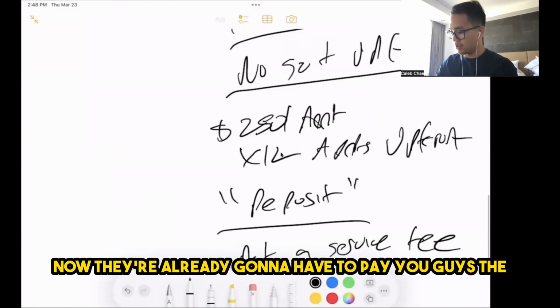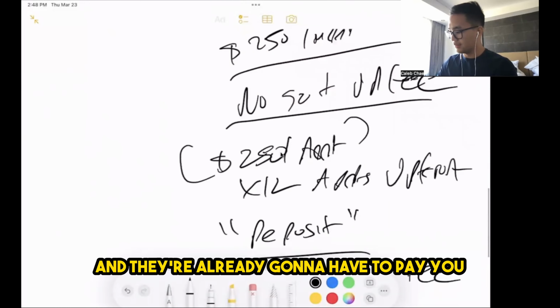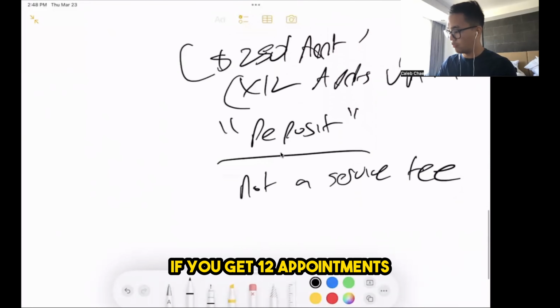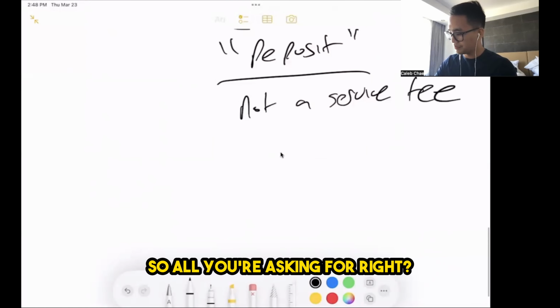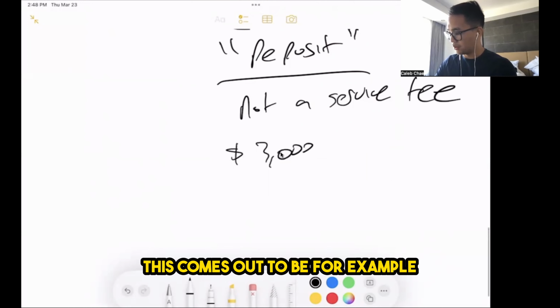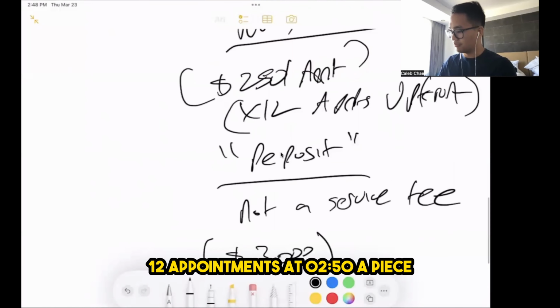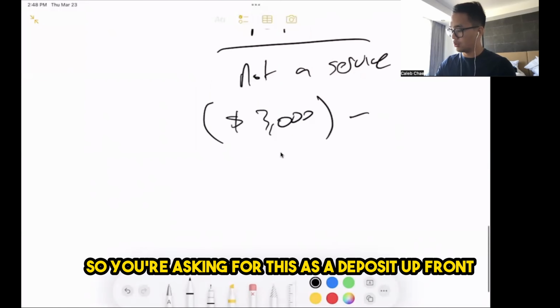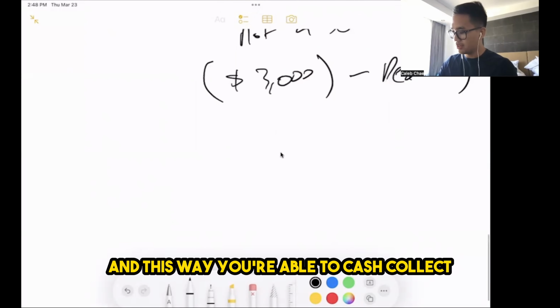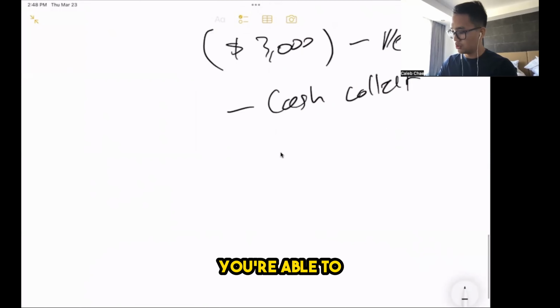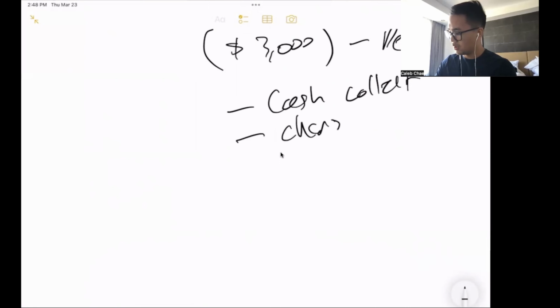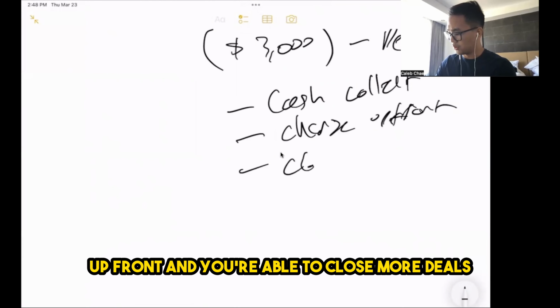Now, they're already going to have to pay you the 250 per appointment. If you get 12 appointments, they're going to have to pay you this amount. So 12 appointments at 250 a piece comes out to be 3,000, and you're asking for this as a deposit up front. This way, you're able to cash collect, you're able to charge upfront, and you're able to close more deals.